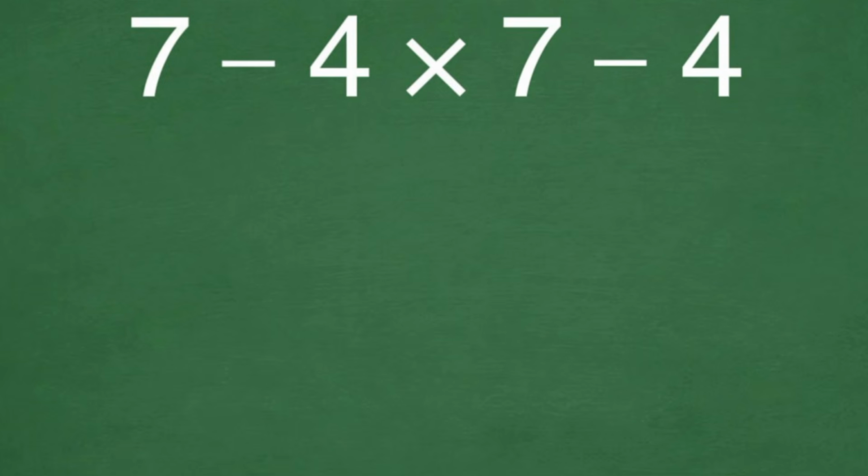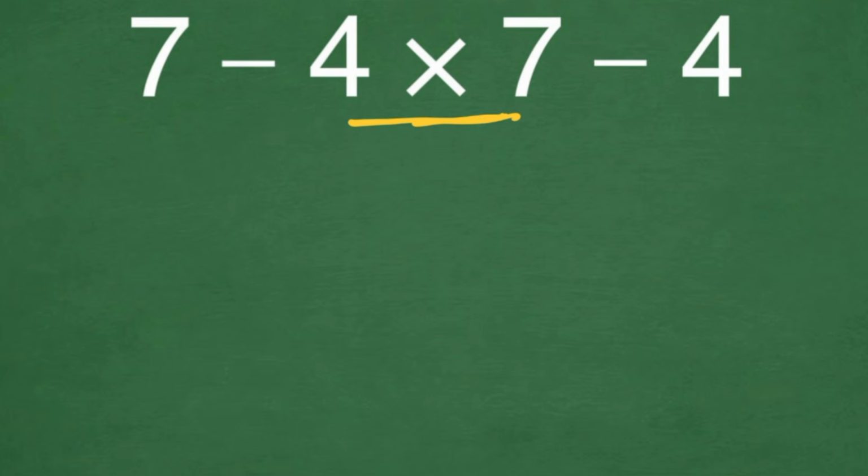So 4 times 7 is the first thing we should solve in this equation, because clearly multiplication has a higher priority than subtraction or addition, right? So here we have subtraction and multiplication, and since multiplication has greater priority, we have to do it first.